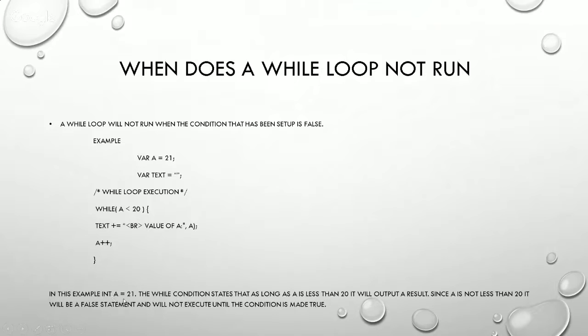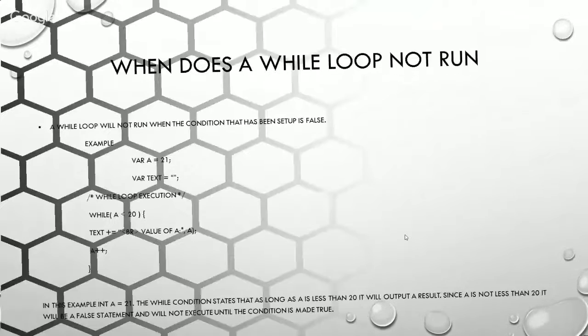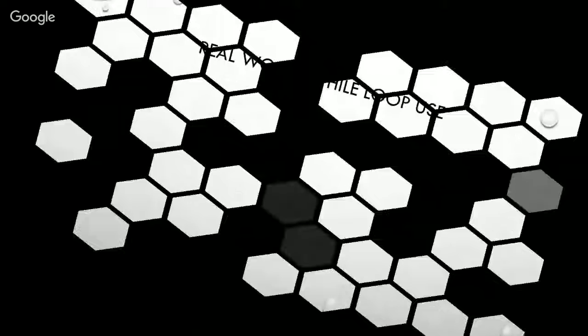So in this example, A equals 21, the condition states that as long as A is less than 20, it will output a result. Since A is not less than 20, it will be a false statement and will not execute until the condition is made true. So that's a little fun thing I read about. I came up with my own example.